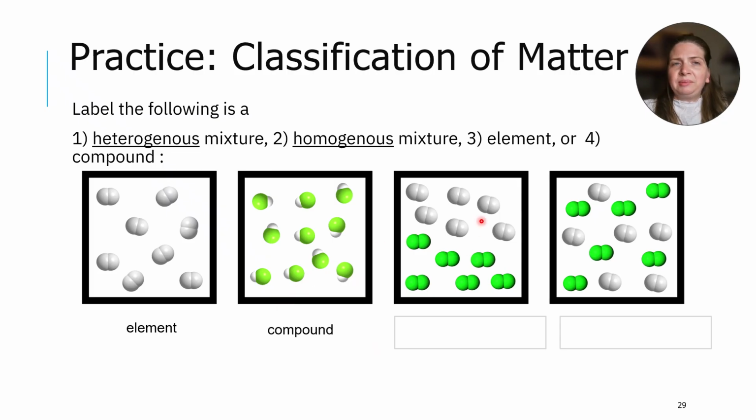The third image shows 2 different types of molecules. Since the particles are not all identical, this is a mixture. The last 2 examples are both mixtures, and the difference between them depends on how well they are mixed. The third box shows separate regions, making this a heterogeneous mixture, and the fourth box is more evenly mixed, making this a homogeneous mixture.